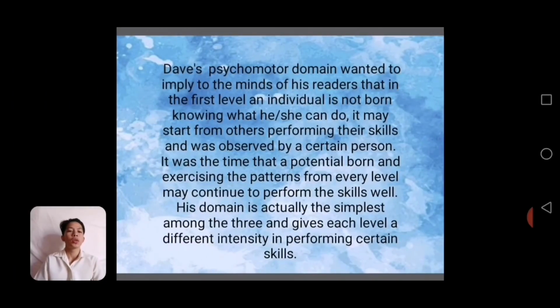First, Dave's psychomotor domain wanted to imply to the minds of the readers that in the first level, an individual is not born knowing what he or she can do. It may start from others performing their skills and was observed by a certain person. It was the time that a potential was born and exercising the patterns from every level may continue to perform the skills well. This domain is actually the simplest among the three and gives each level a different intensity in performing certain skills.